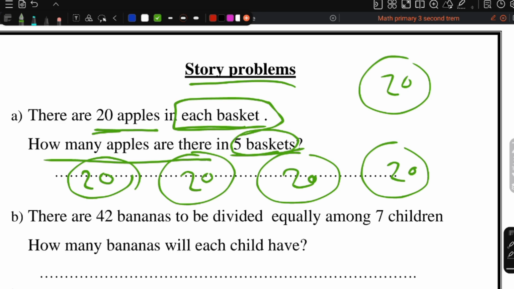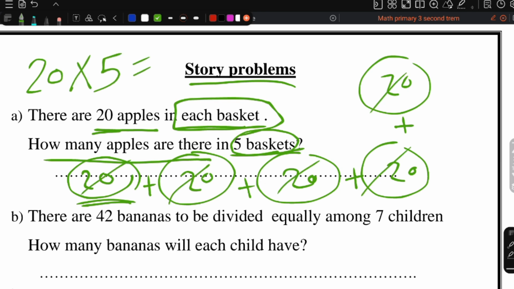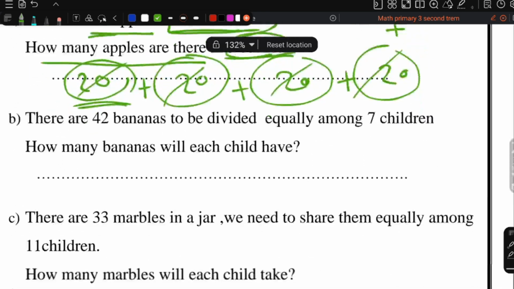So you are just repeating 20 plus 20 plus 20 plus 20 plus 20, and we learned how to convert this repeated addition into multiplication. I have a repeated number, 20, repeated how many times? 1, 2, 3, 4, 5. So 20 times 5 equals what? 0 will be the same, 2 times 5 will be 10. So 100 apples in all, totally.